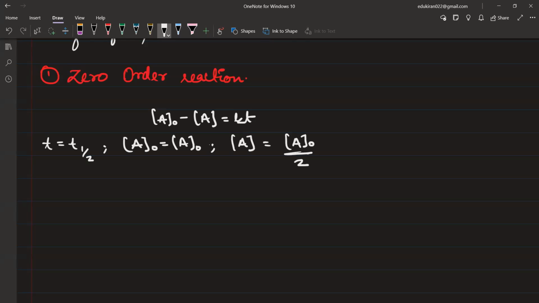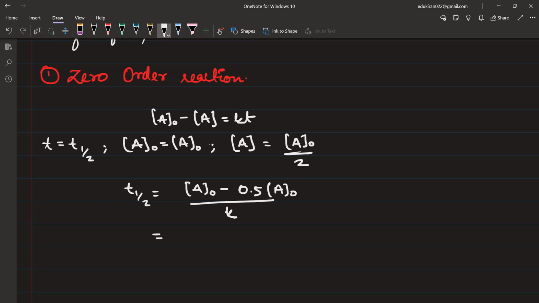This thing is very important to understand. Please do not ignore this, write it down. This is what the final concentration will become, A naught by 2. This is the most important part. Now we write the integrated rate law equation for the T half. T half will be equal to the initial concentration A naught minus 0.5 of A naught, divided by K. Correct, guys?